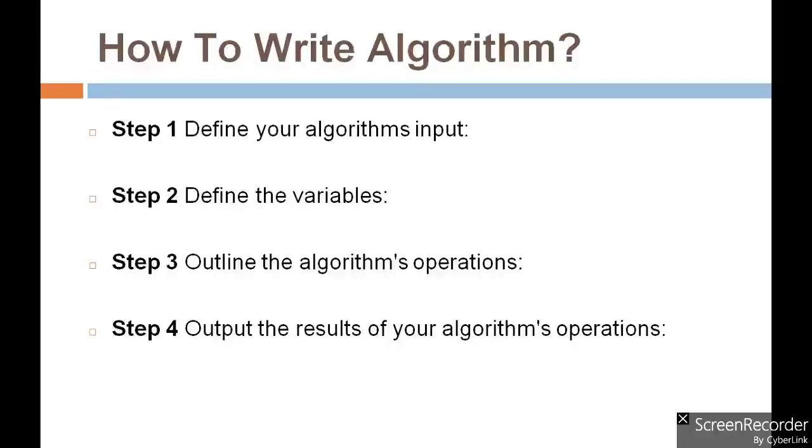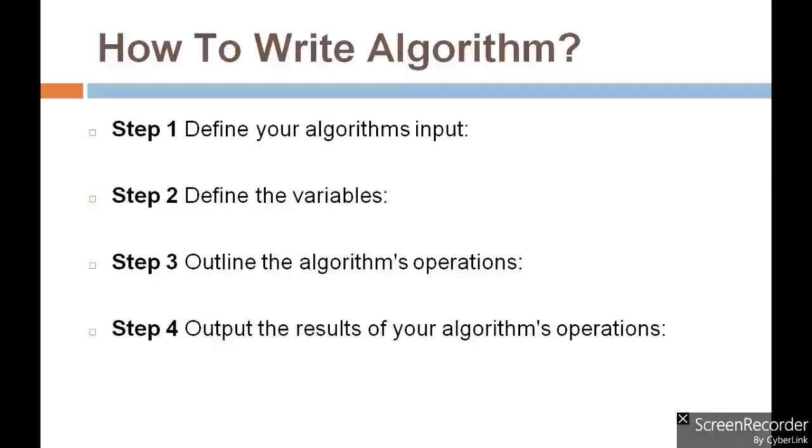Now as we are having input data, we should store that data in some variable names. So the second step would be define the variables. Then third step, outline the algorithm's operations. That means whatever problem is there, it should be outlined via some operations. So outline the algorithm's operations, or we can say the process, the actual process to solve a problem.